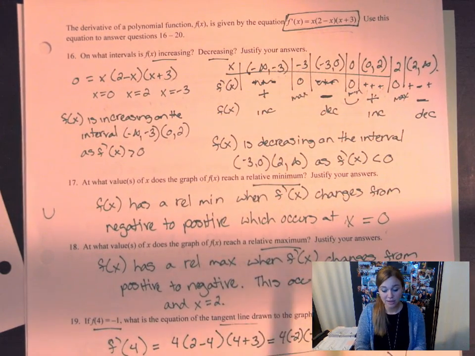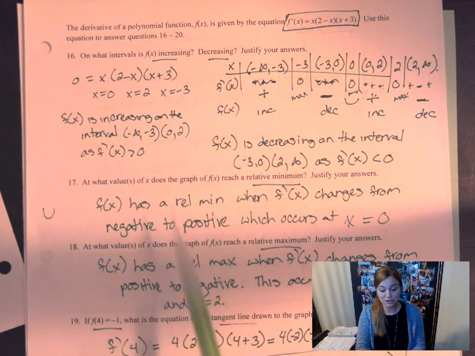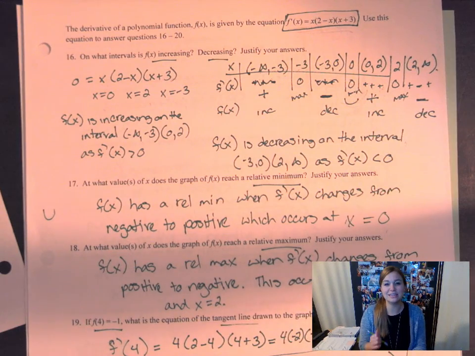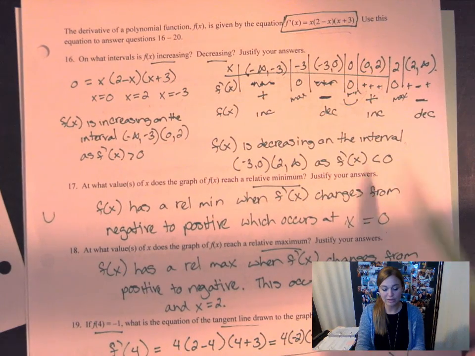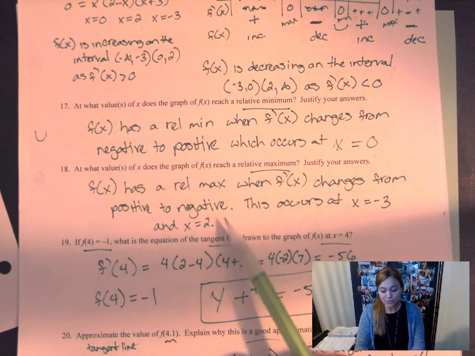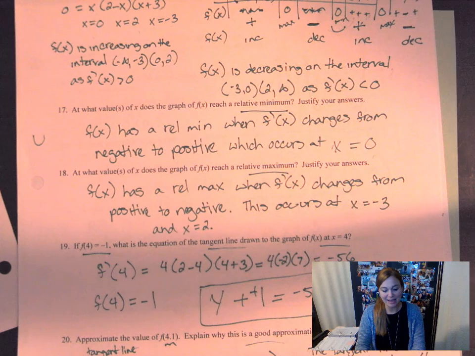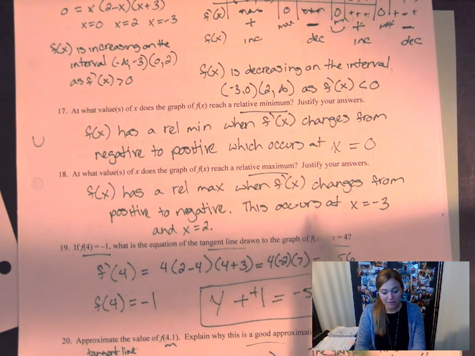If you wrote, like in number 16, and because you wrote increasing and decreasing up here, you could say f of x changes from decreasing to increasing at x equals 0, but only because you did the work here, and you need to show me in some way that you did that. Because f prime was given, I'm totally fine to use f prime changes from negative to positive. In 18, a relative max when f prime changes from positive to negative. So I'm going with what's given as far as f prime, because that's what was given to me first, so that's the one I'm going to use in my justification. This occurs at x equals -3 and x equals 2.